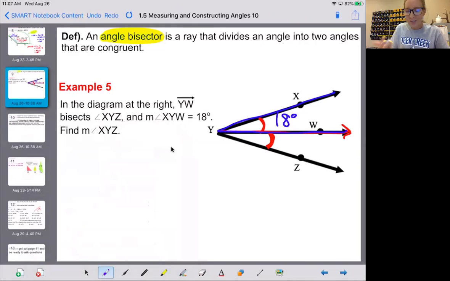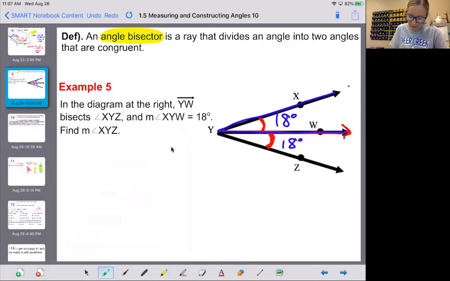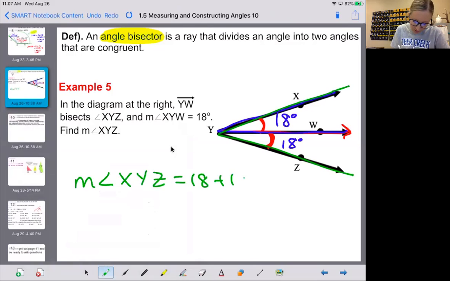Okay, if the top one is 18, hopefully you're like, okay, I know this one is 18, right? So the entire angle is how much? This big angle is, of course, the measure of angle XYZ equals 18 plus 18, which of course is 36 total degrees. So make sure you set those equal to each other.